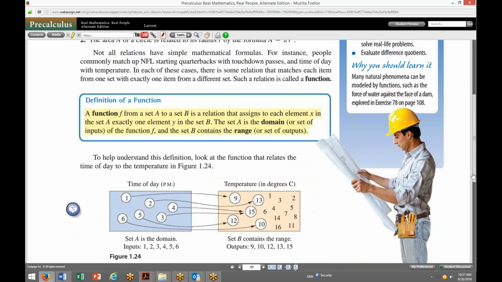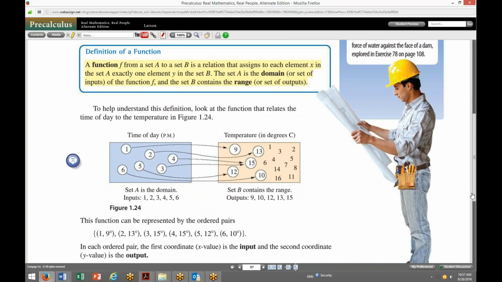So when is a set of ordered pairs not a function? If you had, for instance, lots and lots of ordered pairs, and you had two ordered pairs, say, that had different y values, but they had the same x value.